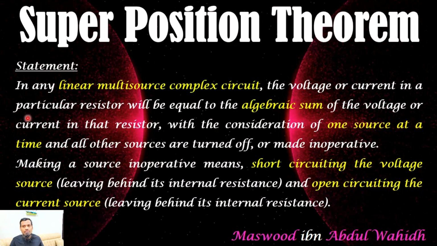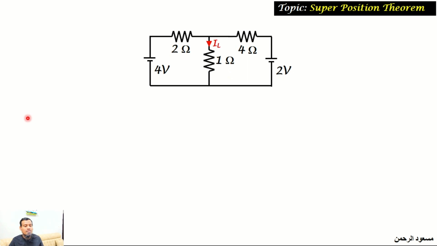So for example, we will take this circuit. This circuit has multiple voltage sources, and let us assume that we need to find the current through the 1 ohm resistance, which is marked as load current IL. Since it has multiple sources, by applying the superposition theorem, we will consider one voltage source at a time, and we will short circuit the other sources since they are voltage sources. If the other source is a current source, we will open circuit it.